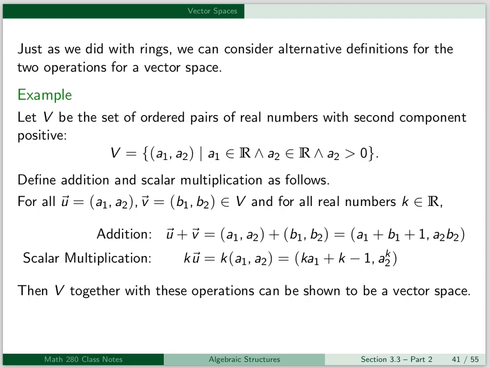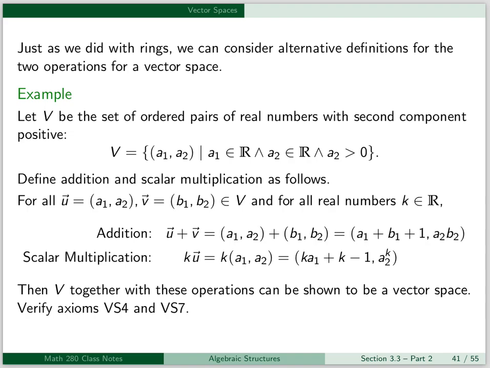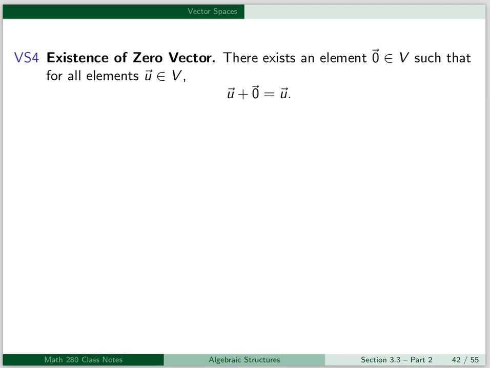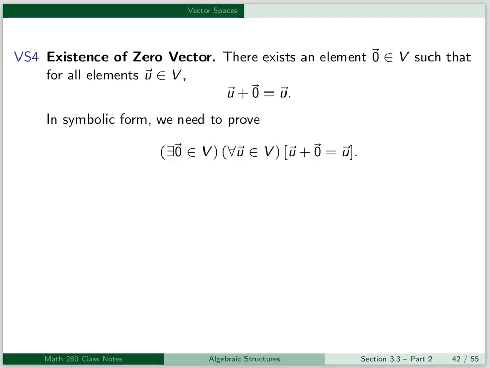Then V, together with these two operations, can be shown to be a vector space. So we'll look at two of the axioms. So we want to verify axioms VS4 and VS7 for this example. For VS4, this is existence of a zero vector. We need to show that there exists an element 0 in V such that for all elements u in V, u plus 0 equals u.